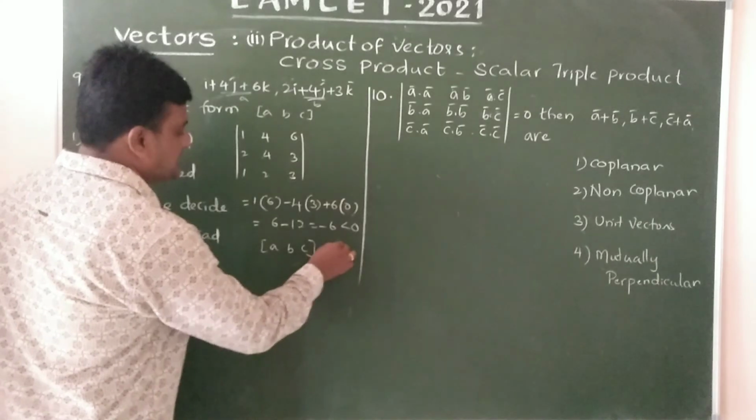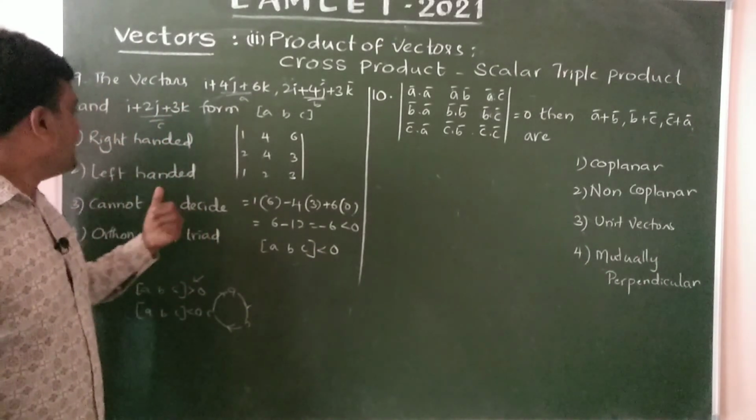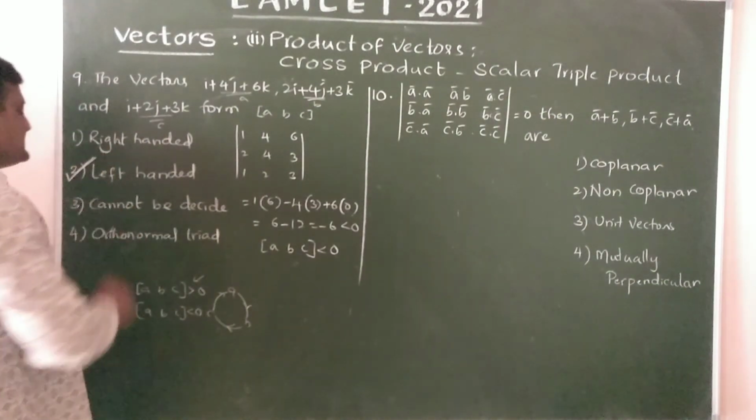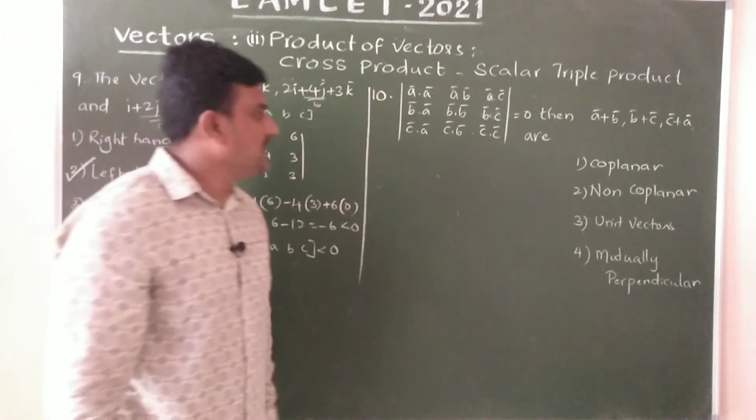Then box of A, B, C equals the determinant 1, 4, 6; 2, 4, 3; and 1, 2, 3. Equals what? So 1 into (12 minus 6) is 6, minus 4 into (6 minus 3) is 3, plus 6 into (4 minus 4) is 0. Then it is 6 minus 4 into 3, 12, equals minus 6. This is less than 0. Box of ABC is less than 0, so now the system is left-handed system. Now our option is the second one. Let us go with the next one, the last one.